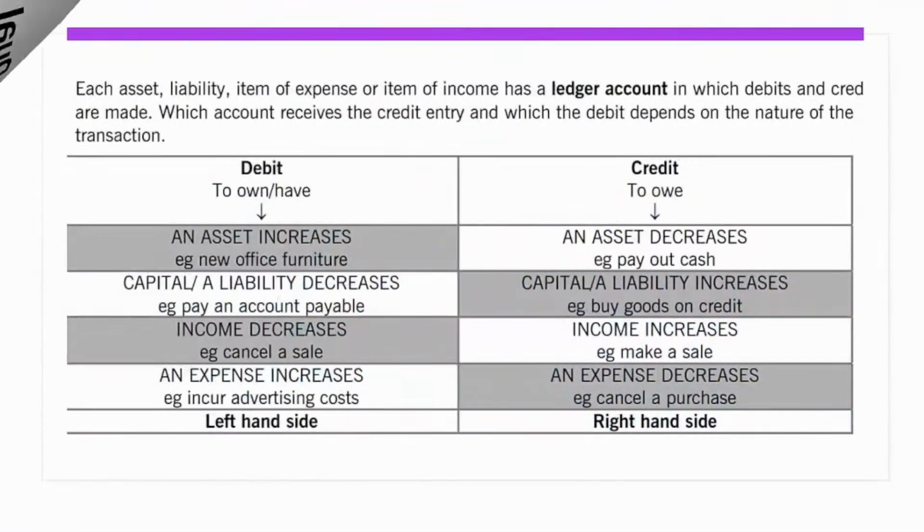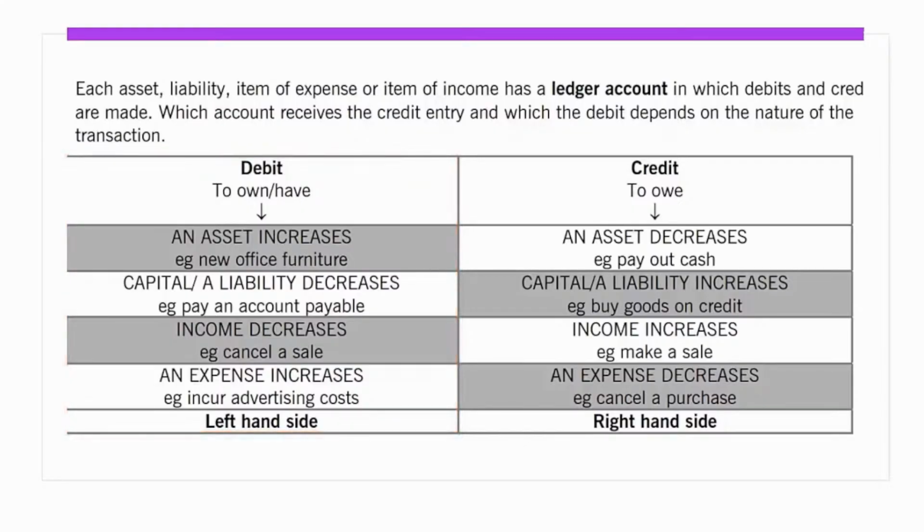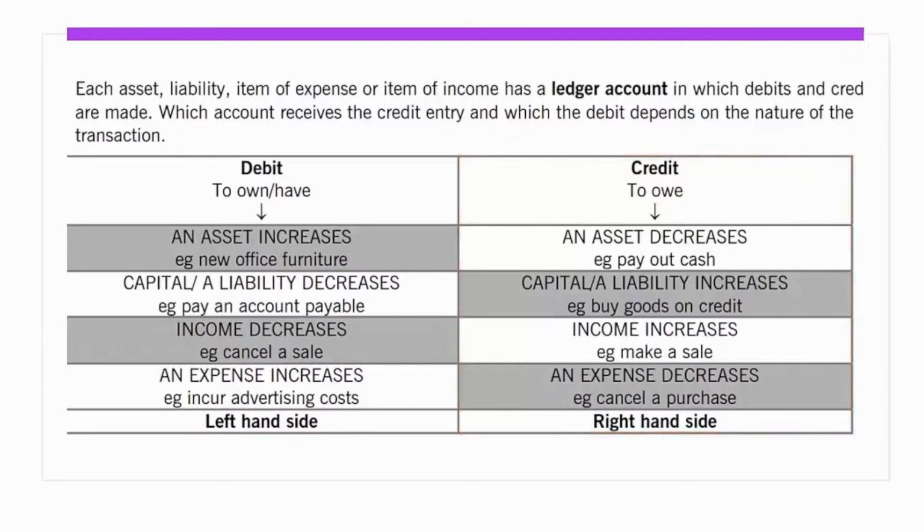All right. Let's break this chart down in a simple and friendly way so it's easier to understand. Understanding debits and credits. In accounting, every transaction is recorded in a ledger account, and these accounts have two sides. Debit on the left-hand side, which represents what the business owns or receives. Credit on the right-hand side, which represents what the business owes or gives. The type of account and the nature of the transaction determine which side, debit or credit, is affected. Let's walk through what each means in practical terms.